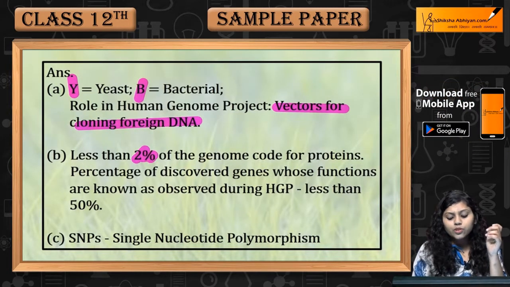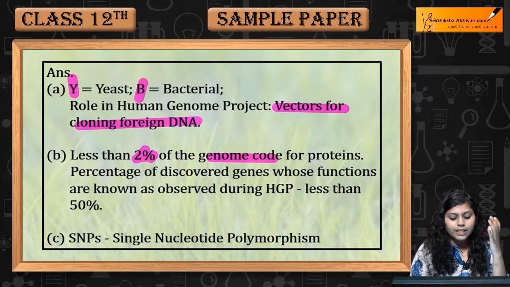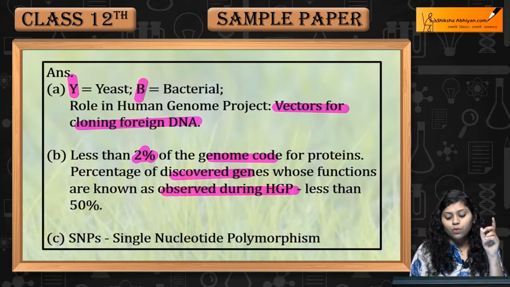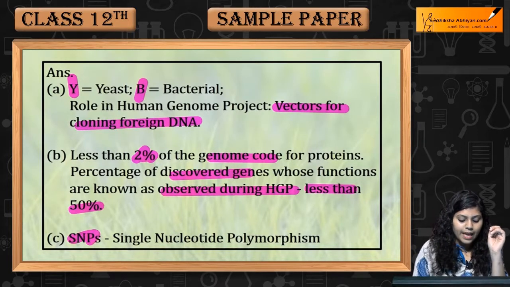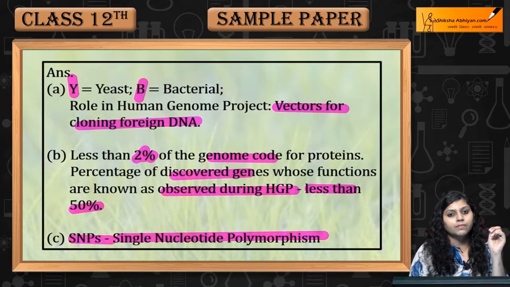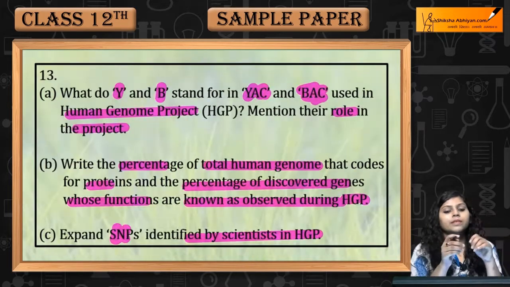Less than 2% genome codes for protein. Percentage of discovered genes whose functions are known, as observed during HGP, is less than 50%. Out of 2%, 50% से कम का फंक्शन पता है. SNPs: single nucleotide polymorphism. This was question number 13.